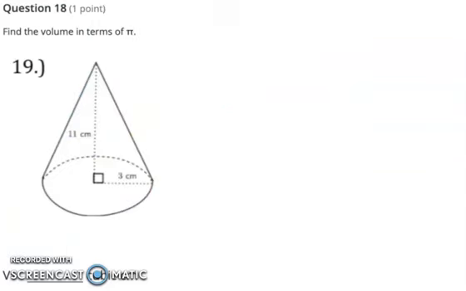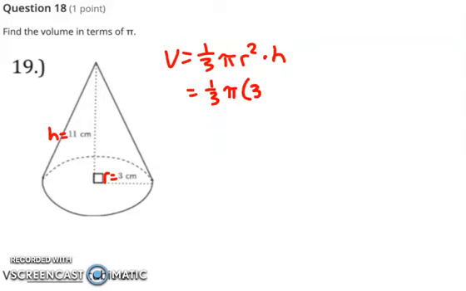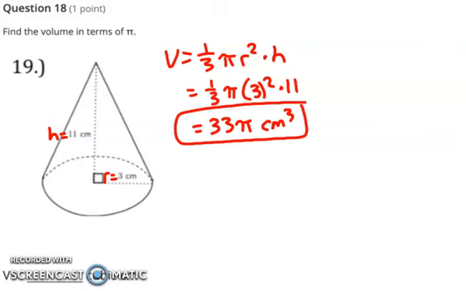Okay, next, number 18. The volume of this cone in terms of pi. Now we have the correct height. 1/3 pi r squared times h. Okay, so this is the inside height of 11. Okay, the radius is here at 3. So 1/3 of pi 3 squared times 11. Okay, so 3 squared times 11 would be 99. 1/3 of 99 is 33. So this will be 33 pi cubic centimeters.